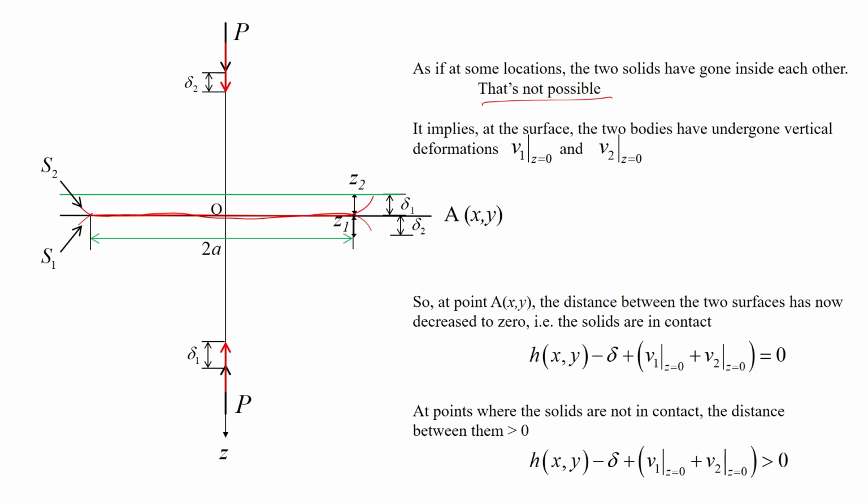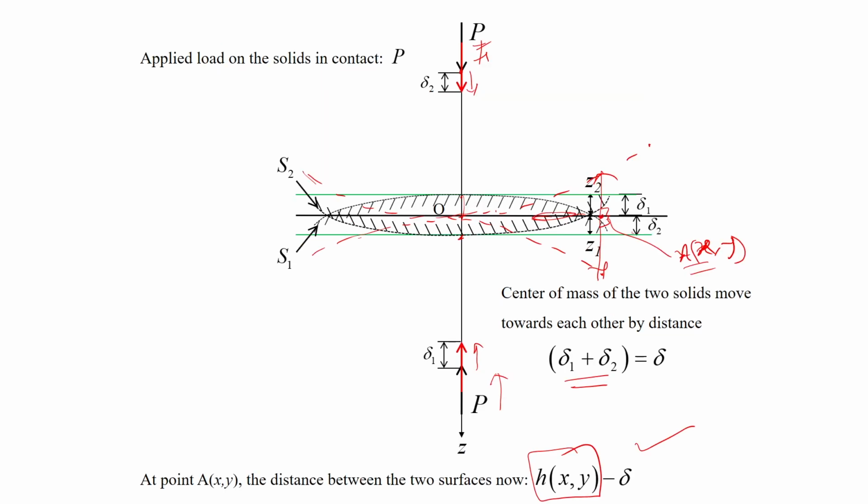So, for example, the solid 1 has undergone a vertical deformation, let us say V1 at z equal to 0, and V2 at z equal to 0. They have undergone the vertical deformation. So, what it means is that the S2 surface over here has deformed by this distance. That is their vertical deformation.